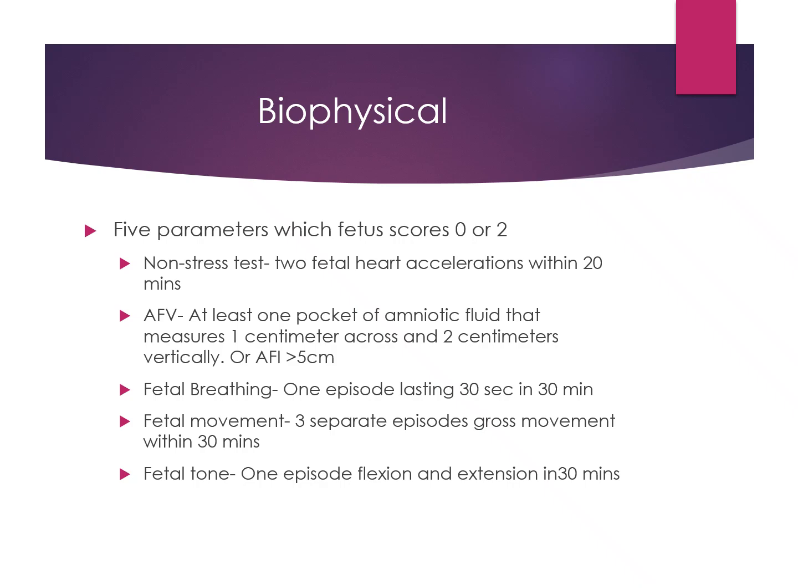So if we had an AFI of 10, we had 1 episode of breathing lasting 40 seconds, we had 4 episodes of gross movement and 1 episode of flexion extension, that is a score of 8 overall. 2 for AFV, 2 for breathing, 2 for movement, 2 for tone. Now say that we did another one right after and we had breathing, we had movement, we had tone, but our AFI is 4. This would be a score of 6 because we got a 0 on AFI.